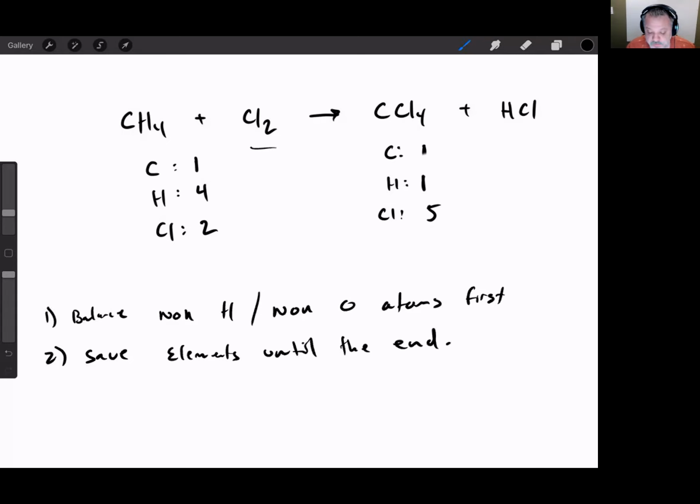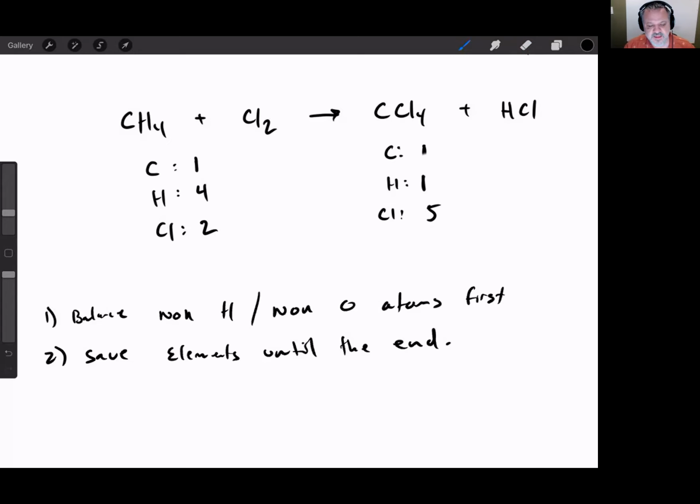That's an element. The reason that you save it till the end is that if you put a stoichiometric coefficient on Cl2, the only thing that it affects is chlorine. And so it doesn't affect other atoms in your counting. That's why we want to save it till the end. Now, in this particular case, we would start off saying balance non-hydrogen, non-oxygen atoms and save elements until the end. And so that would leave us with carbon in this example to start off with. But we see that carbon's already balanced, so we'll move on from that. We'll still want to save chlorine until the end.